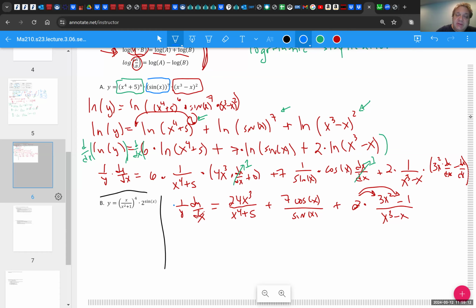The opposite of division is multiplication. So I'm going to multiply the left-hand side by y, and I'm going to multiply the right-hand side by y. I'm not going to distribute, and I'll show you why in a second. y times 1 over y is just 1. So I get dy/dx is equal to y times this mess, which I will write down right here.